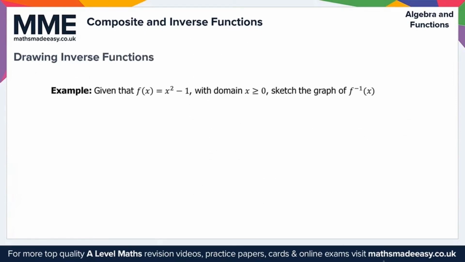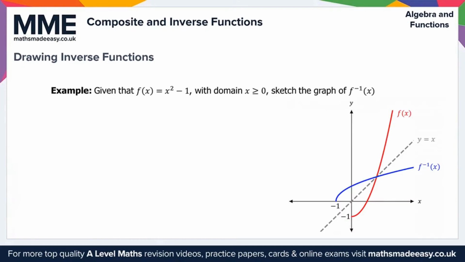And finally, moving on now to drawing inverse functions. So for a function f of x plotted on a graph, its inverse, f to the minus 1 of x, is its reflection in the line y equals x. So if we take a look at this example here, given that f of x is equal to x squared minus 1, with domain x greater than or equal to 0, we want to sketch the graph of the inverse of f of x. Okay, so here, the first thing we do is we just draw f of x with this restriction on the domain. So if we draw that, we then reflect this in the line y equals x. So putting all this together then, what we get is something that looks like this.